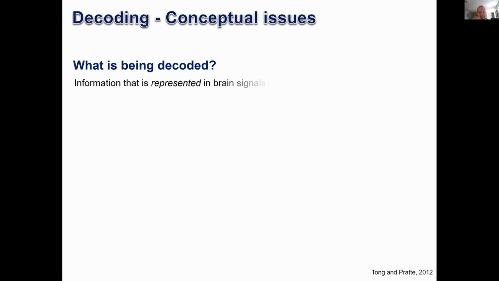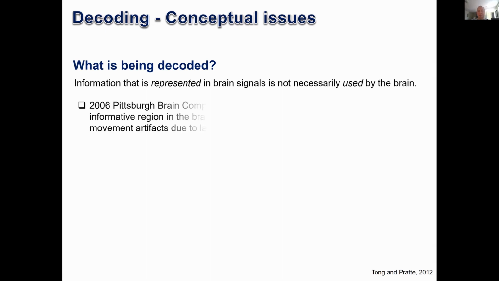In moving ahead, I want to bring to your attention some conceptual issues when one is doing decoding. For example, we should be careful what is being decoded, because being able to decode doesn't mean that this information is used by the brain.